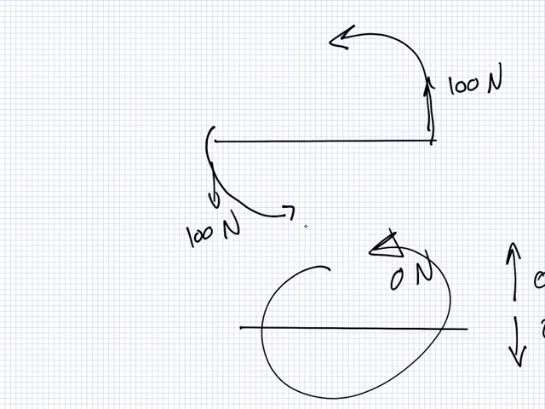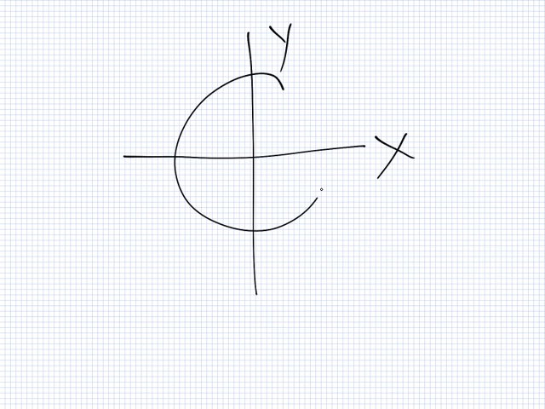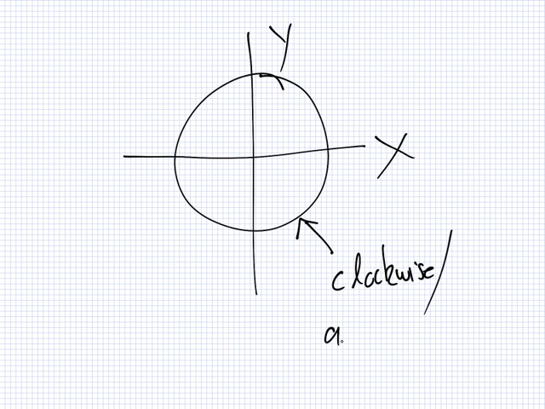So now we have this idea. We have force in the X, force in the Y, and then force that makes it turn. It's like we have 3 now. An X, a Y, and what would we call this direction? Yeah, we call it clockwise, anticlockwise.